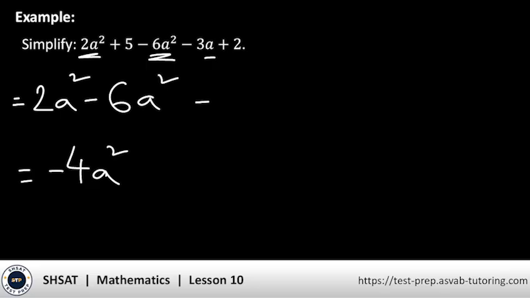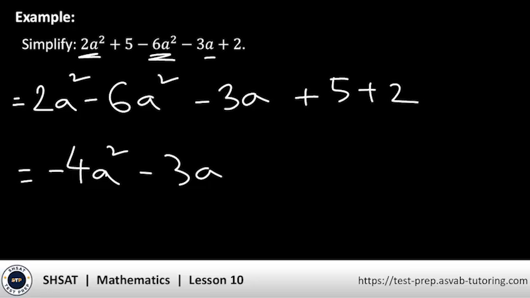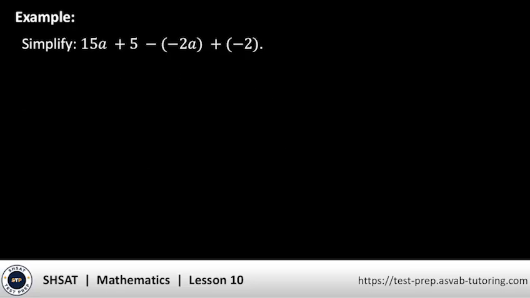Then you have a minus 3a. You don't have anything else to go with it, so you just put the minus 3a as it is. And as for the numbers, you have a 5 and you have a 2. So what's 5 and 2? 5 and 2 together is 7. So that is your final expression. Okay? Let's move on to the next question.